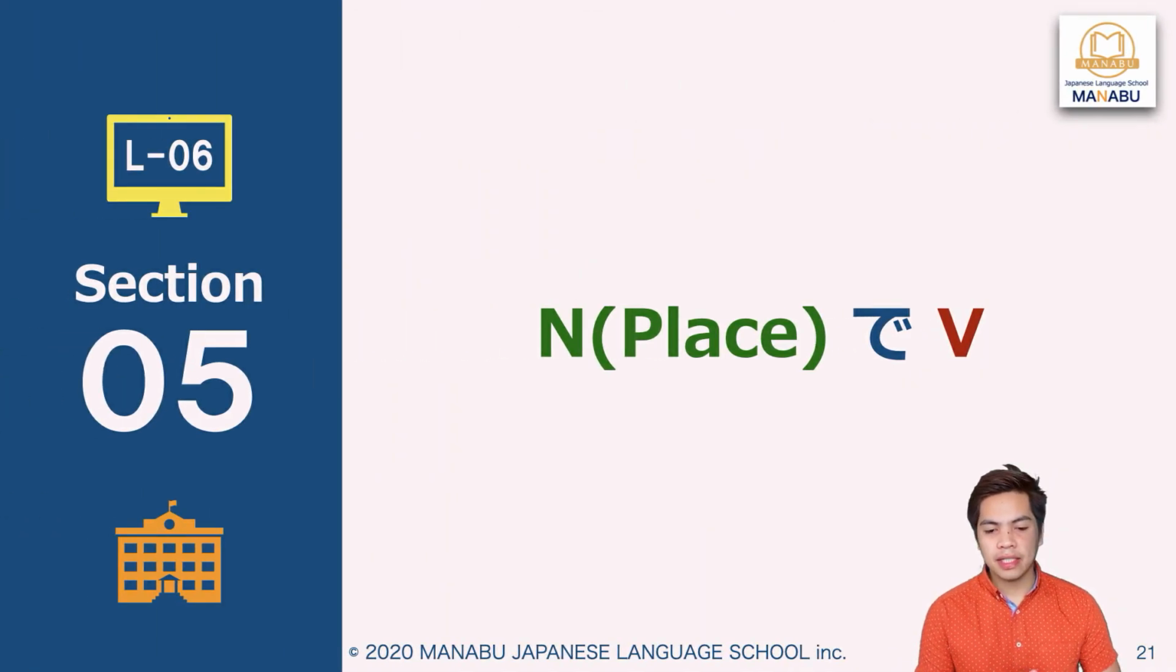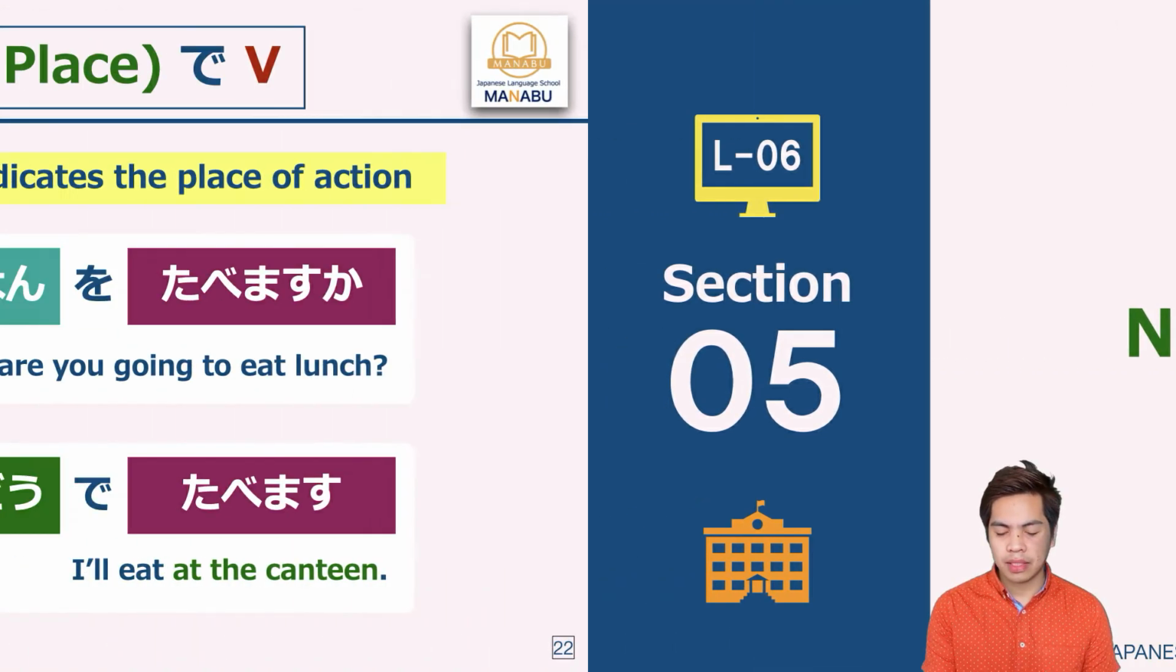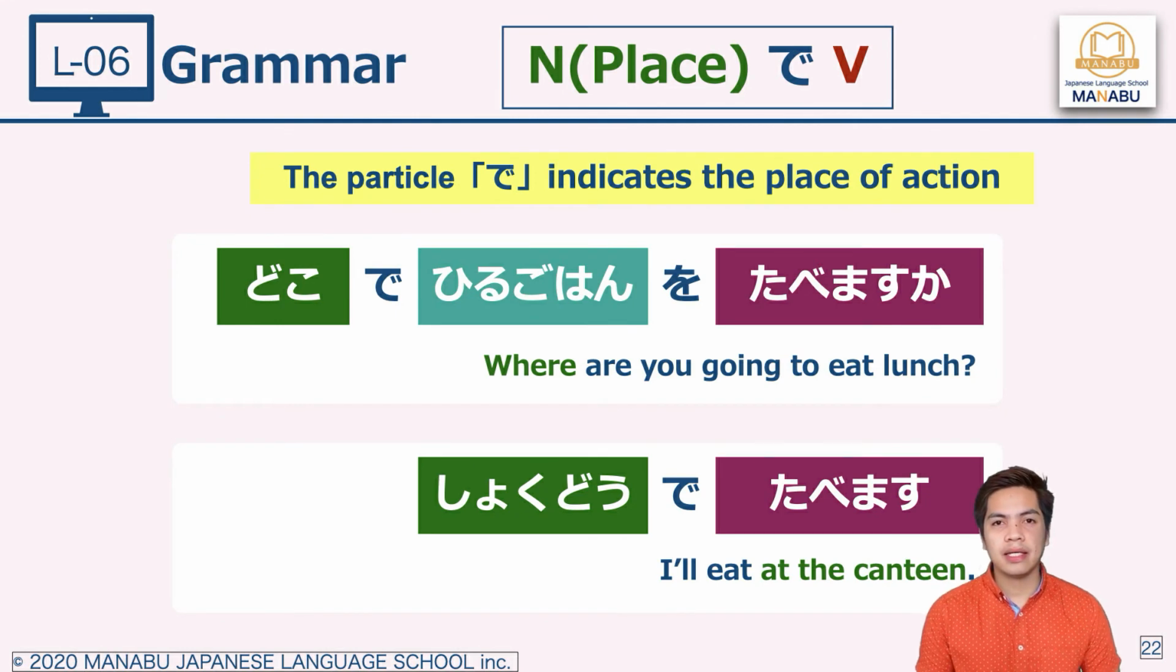Our fifth grammar point is the place de verb. In our previous lessons, we learned the use of the particle de. It is the marker of the vehicle or the means of transportation. But in this lesson, the other use of particle de marks the place of action or the place of occurrence of the verb. For example, doko de hirugohan o tabemasu ka? Where are you going to eat? Hirugohan o tabemasu, to eat lunch. Then the interrogative doko de, because for place the interrogative is doko, where.